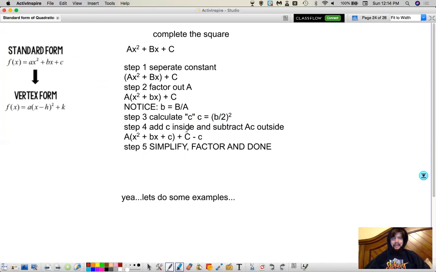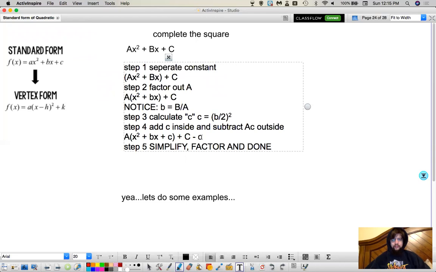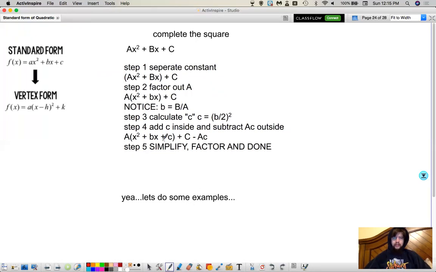And then we're going to add c on the inside. So inside of the parentheses, we add little c. And if we think about it, if we use the distributive property, that's a times c. So we need to subtract a times c on the outside. That way it's the same. Whatever we added in here, we're subtracting out here, makes 0, not changing anything. And you just simplify it and factor it. So let's look at some examples.